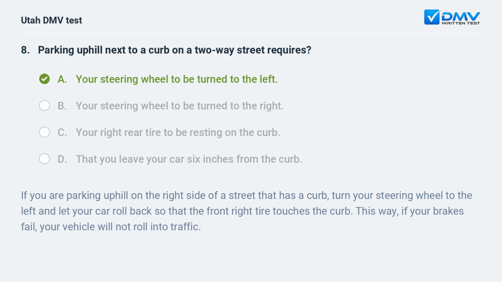A. Your steering wheel to be turned to the left. If you are parking uphill on the right side of a street that has a curb, turn your steering wheel to the left and let your car roll back so that the front right tire touches the curb. This way, if your brakes fail, your vehicle will not roll into traffic.